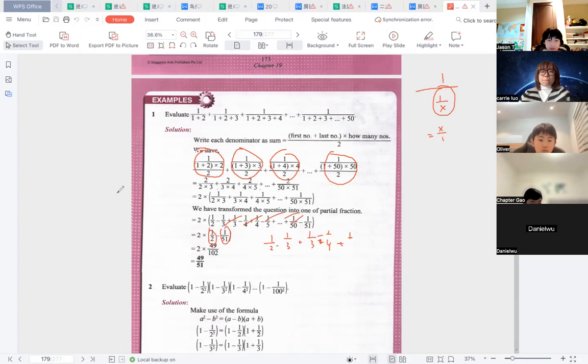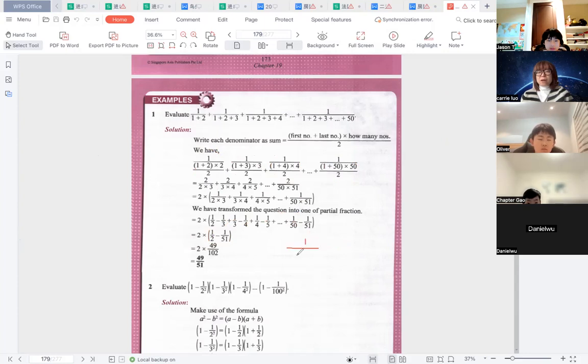How do we transform it? Transform what? The teacher didn't teach you before? So when you have 1 times 2 plus 1 over 3 times 4 plus 1 over 4 times 5. Jason, remember, it's always the numerator must be 1. 1 over 2 minus 1 over 3 plus 1 over 3 minus 1 over 4 plus 1 over 4 minus 1 over 5.